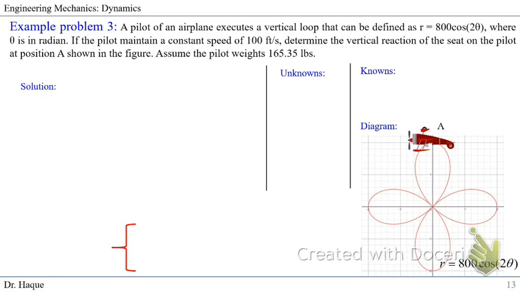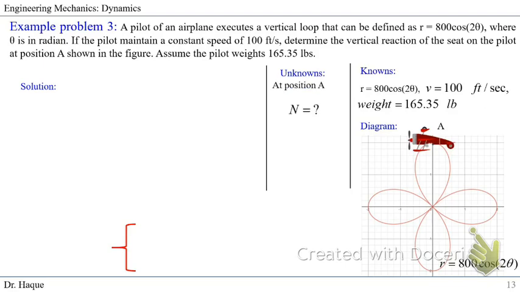Let's start with finding what is given. What are the knowns? The trajectory of the plane is known, r equals 800 cos 2θ, and the velocity at that location A is 100 feet per second. The weight of the pilot is 165.35 pounds. What are the unknowns? The only unknown is what the question is asking: at the current position A shown in the figure, what is the normal vertical reaction? So to solve, we need to know the vertical reaction at position A.